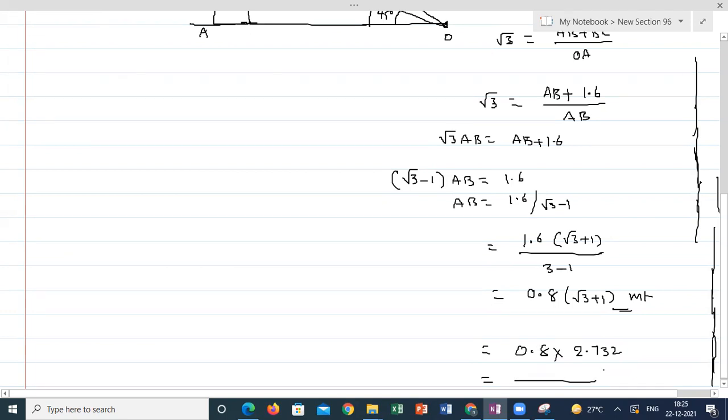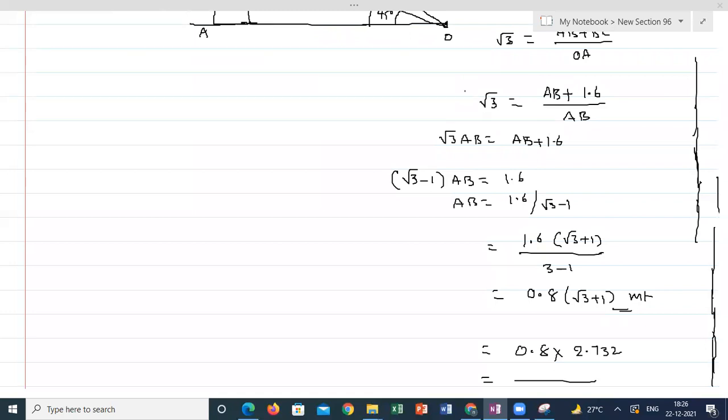Is it clear, students? Only the calculation part is important. From the algebra, basic calculation, you have to understand how to calculate the unknown side. We are having two relations, one unknown side, it will be easy to calculate. If anyone is not clear, please let me know, guys. I will explain. Please, students.